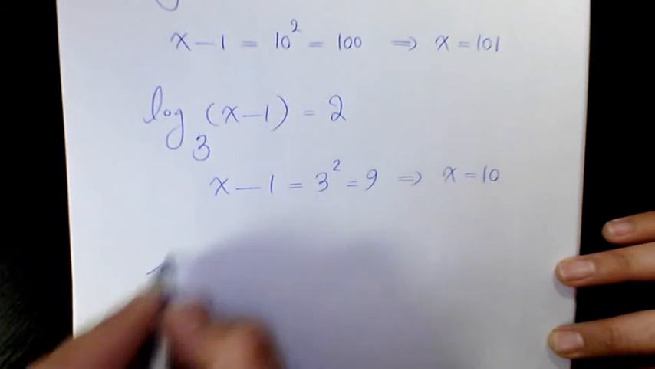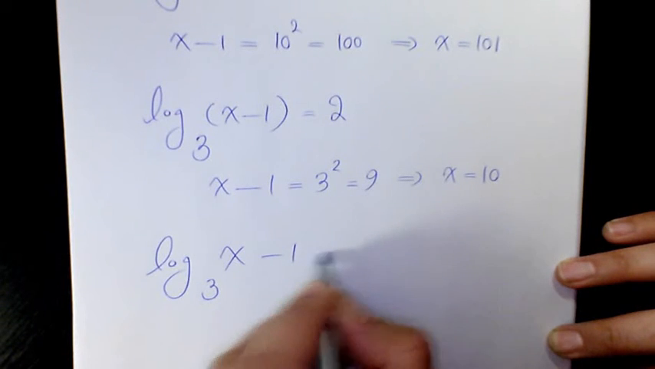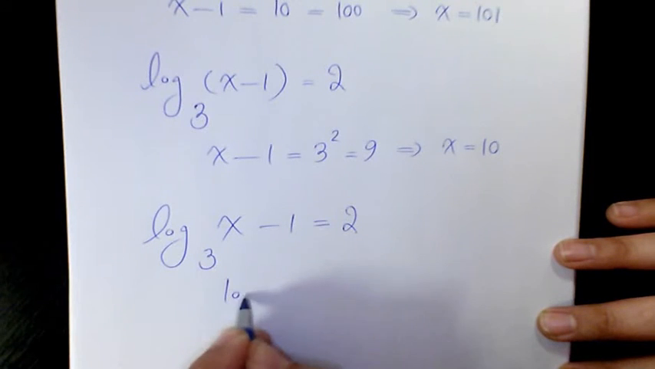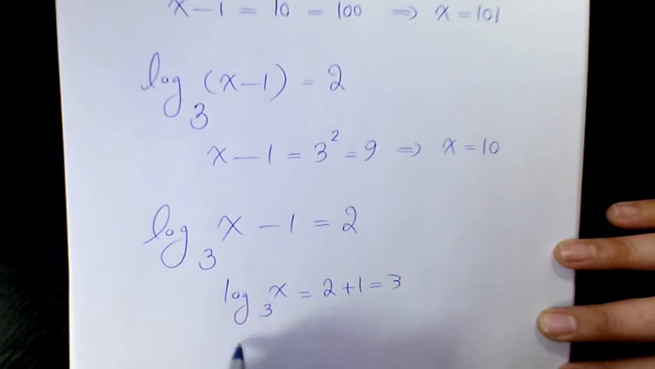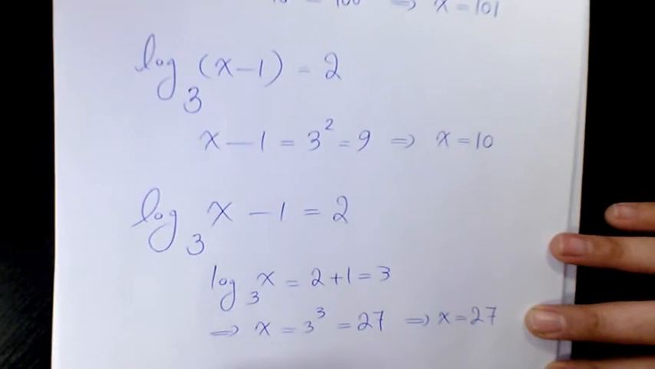Next example, log x base 3 subtract 1 equals 2. We can say log x base 3 equals 2 plus 1, which is 3, and x will be 3 to the power of 3, which is 27. Therefore, x is 27.